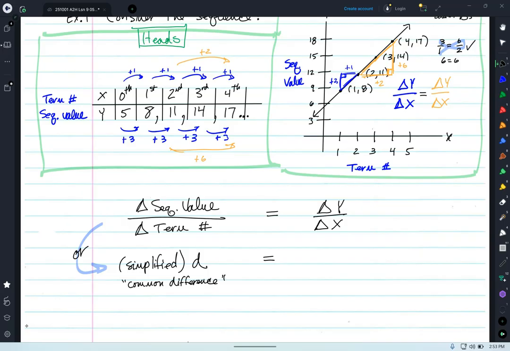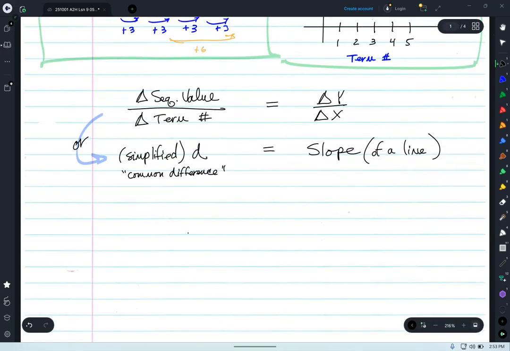That had a fancy math word when we were graphing lines in Algebra 1. Algebra 1 begins with an S. Slope. Yes, the slope, of a line. I told you we were bridging the gap today. So now we're making the connection between arithmetic sequences and graphs of lines. Specifically, now we know the common difference is the same thing as the slope. That's going to become important for us.